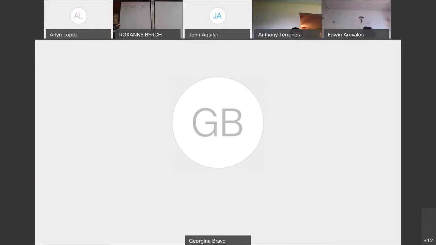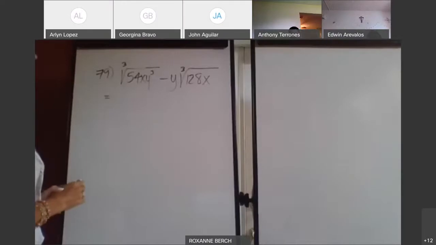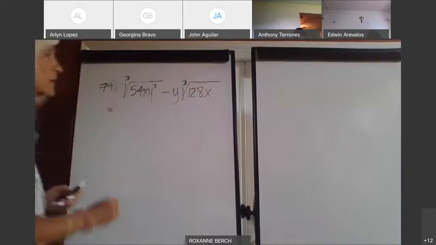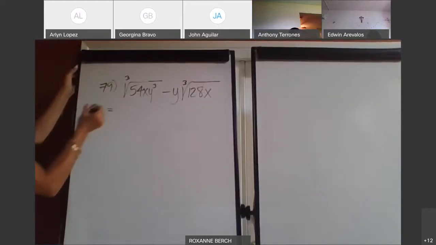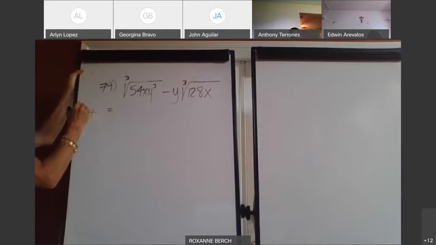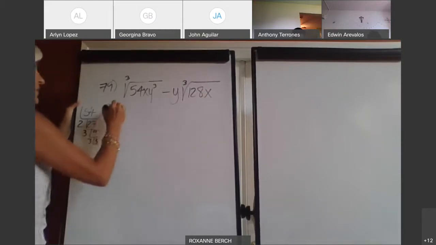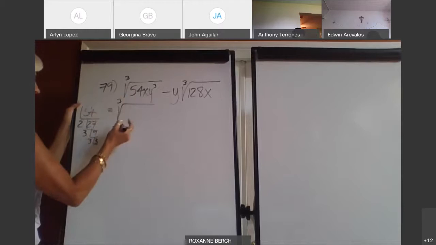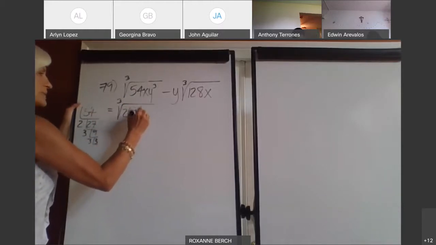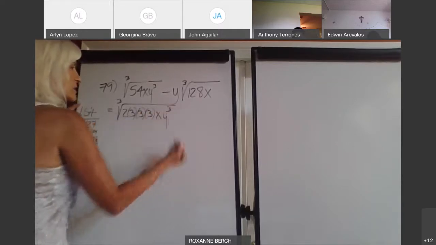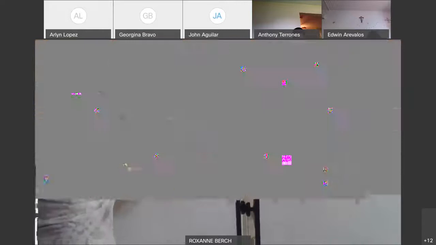Okay. So remember you have to have the same indices and radicands, and we don't have that. But it looks like there's perfect cubes hiding out in here. So let's do a prime factorization of 54. You can take out a 2, 2 times 27, 3 times 9, 3 times 3. So this is the cube root of 2 times 3 times 3 times 3 times x, y cubed. Over here, you have a y that's out.